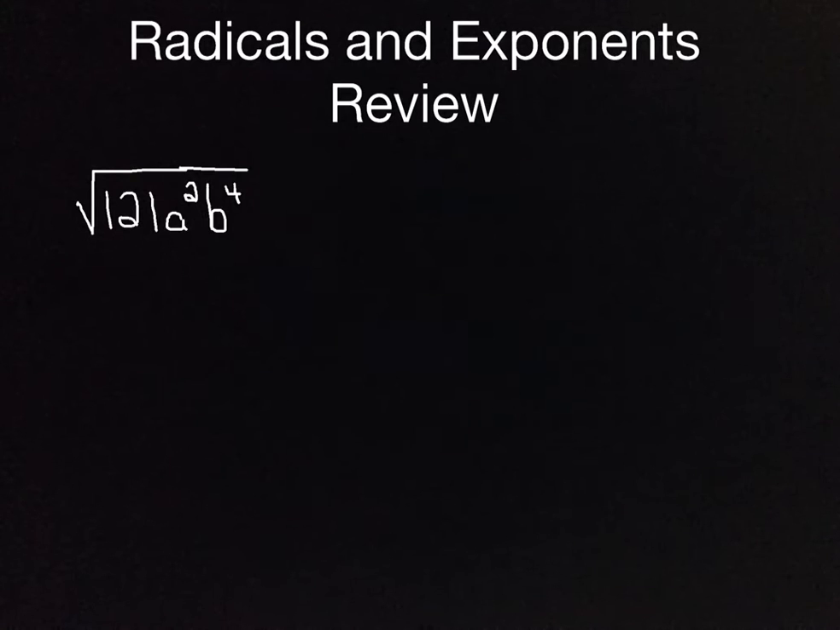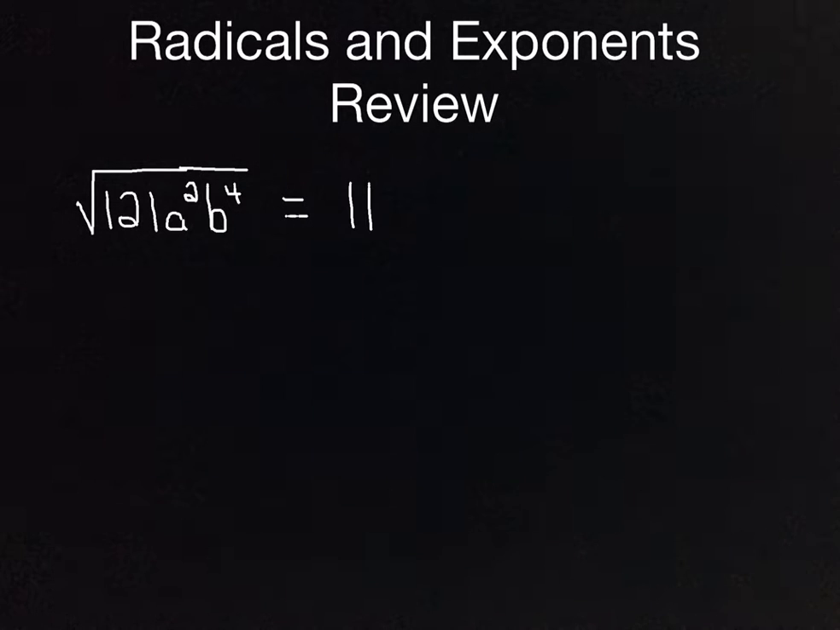Let's take a look at this first example. We have the square root of 121a²b⁴, and we're going to simplify this. We're going to assume that the variables represent positive real numbers, and we're not going to say the square root of 121 is actually plus or minus 11. We're just going to stay with the positive real numbers. So the square root of 121 is 11.